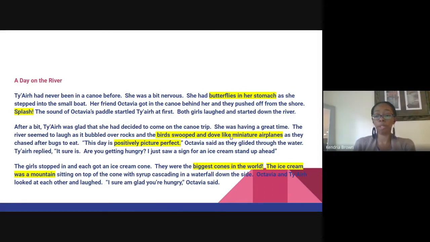Okay, the birds swooped and dove like miniature airplanes. That is an example of a simile. It's using the word like to compare how the birds swooped and dove. They're comparing it to the airplanes.